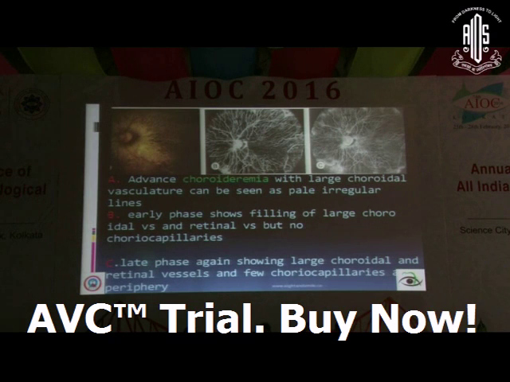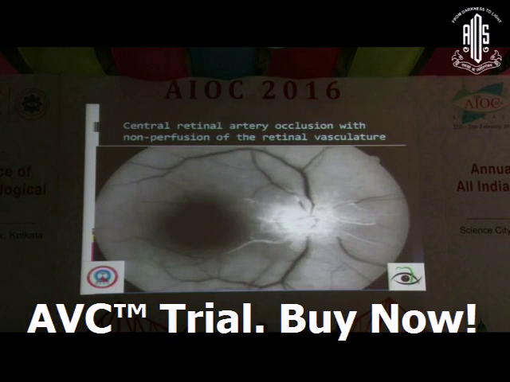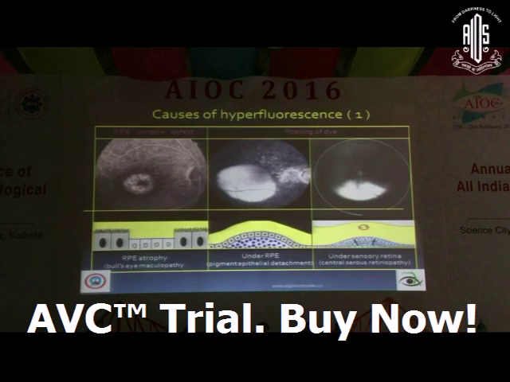Advanced choroideremia, with the large choroidal vasculature seen as pale irregular lines. The early phase shows filling of large choroidal vessels and retinal vessels but no choriocapillaris. The late phase again shows the large choroidal and retinal vessels and few choriocapillaris at the periphery. Central retinal artery occlusion with non-perfusion of the whole retinal vasculature.